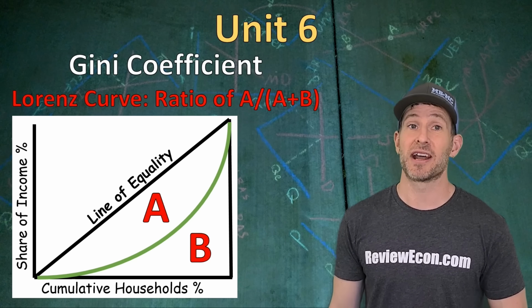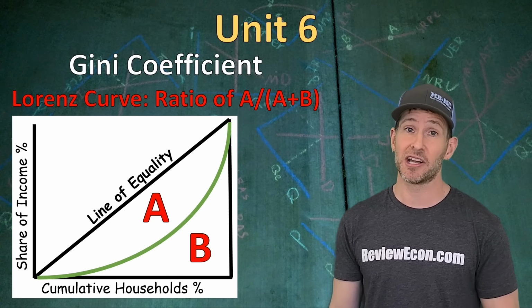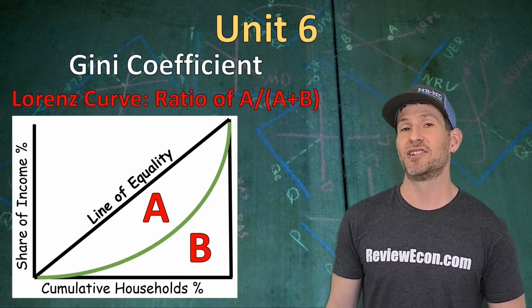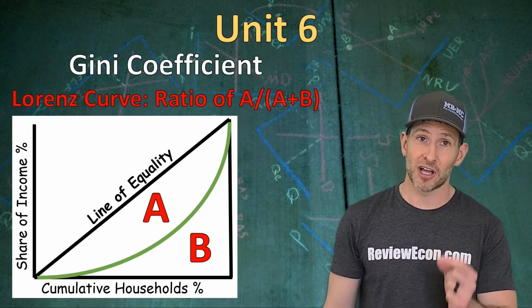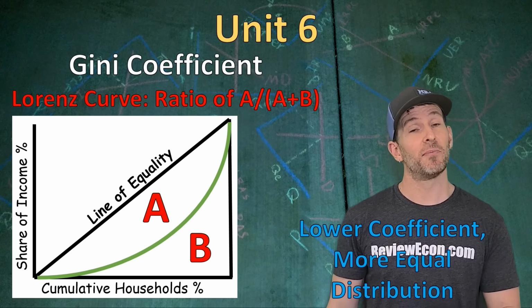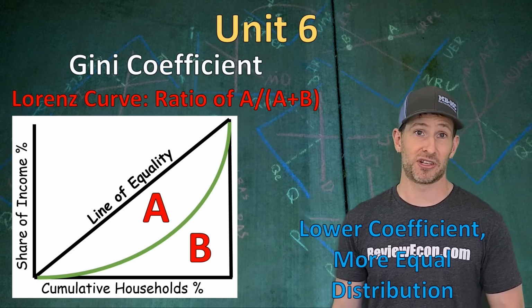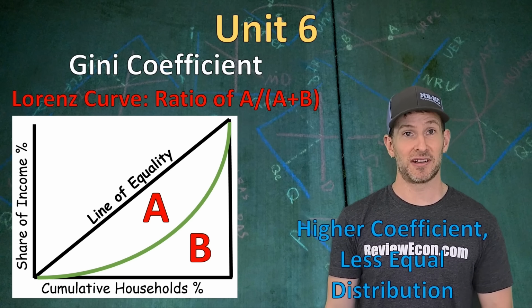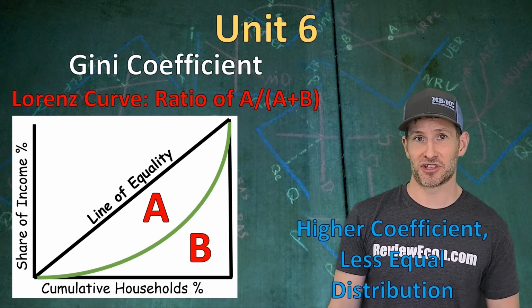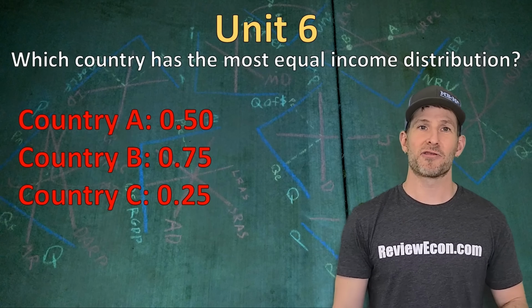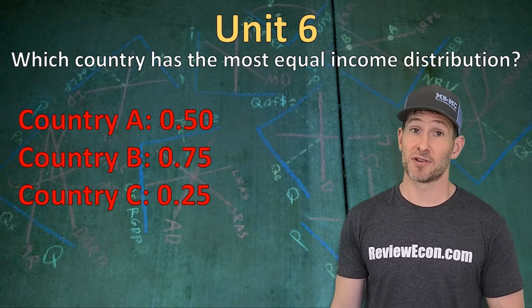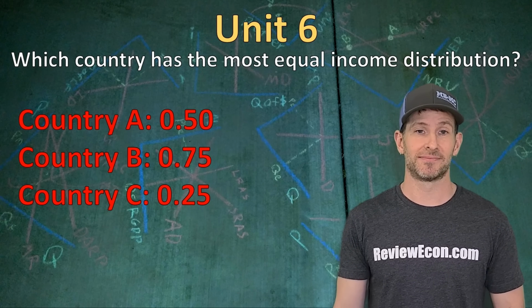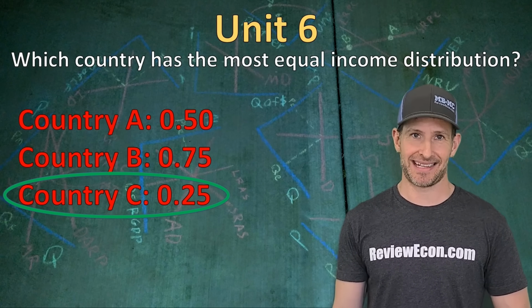Now, I don't expect they would ever ask you to actually calculate that Gini coefficient, but you may be asked to interpret that Gini coefficient. And the lower that Gini coefficient is, the more equal the income distribution is within a society. And on the flip side, the higher the Gini coefficient, the less equal the income distribution in a society is. So here are 3 countries. Which of these countries has the most equal income distribution? That's right, it's country C.